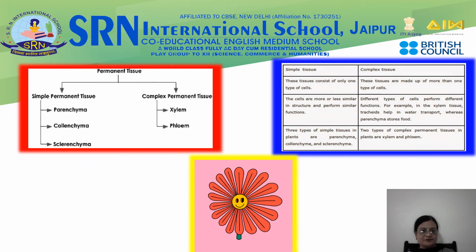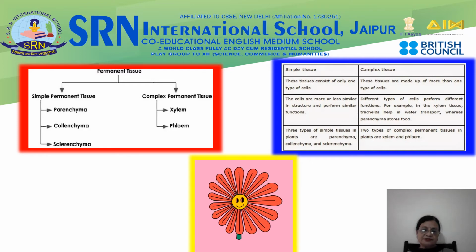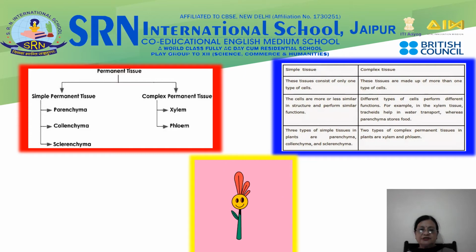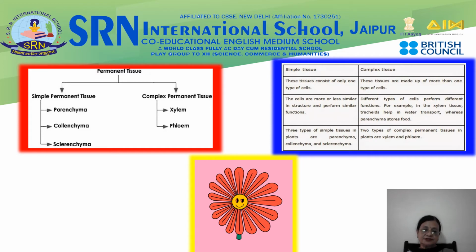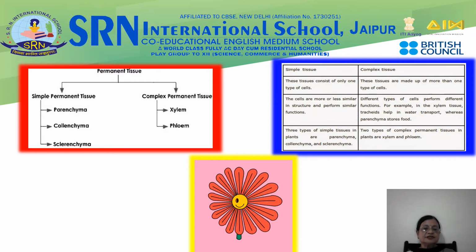Permanent tissues are of two types, simple permanent tissue and complex permanent tissue. Simple tissues consist of only one type of cell, whereas complex tissues are made up of more than one type of cell. In simple tissues, the cells are more or less similar in structure and perform a similar function. Whereas in complex tissues, the different types of cells have different functions.